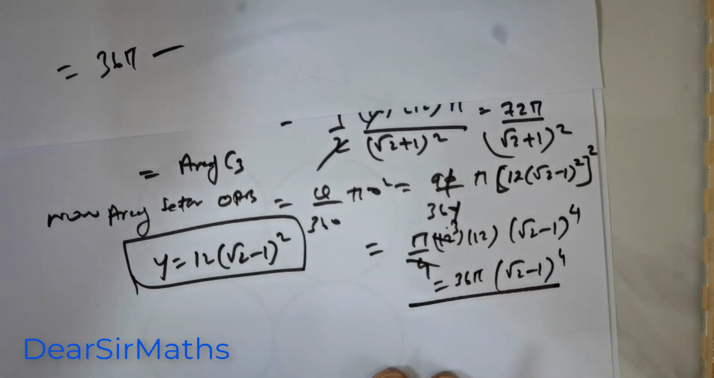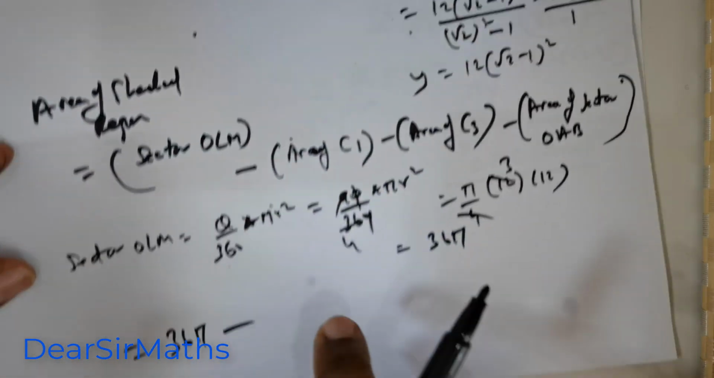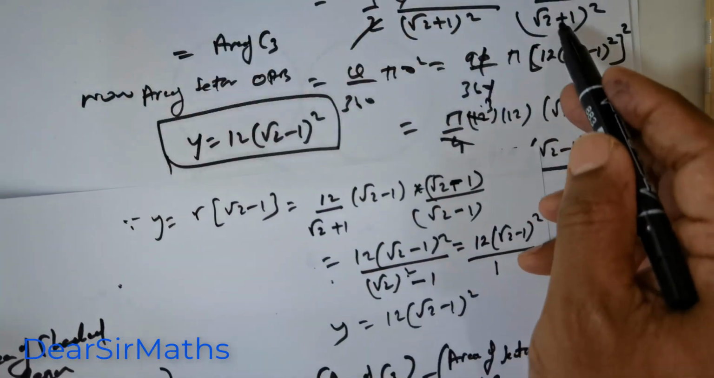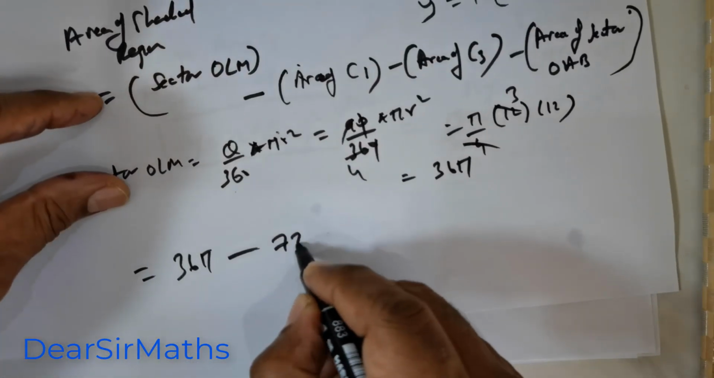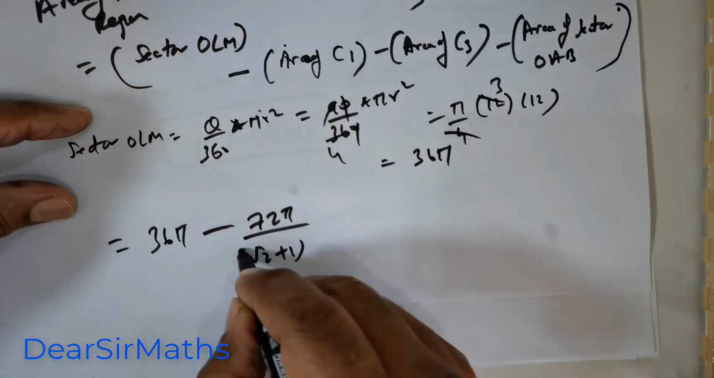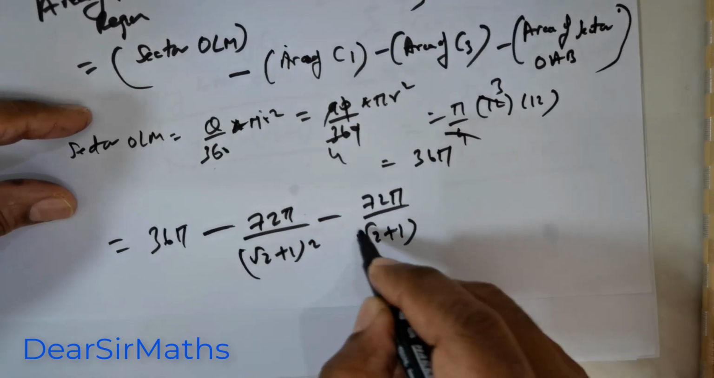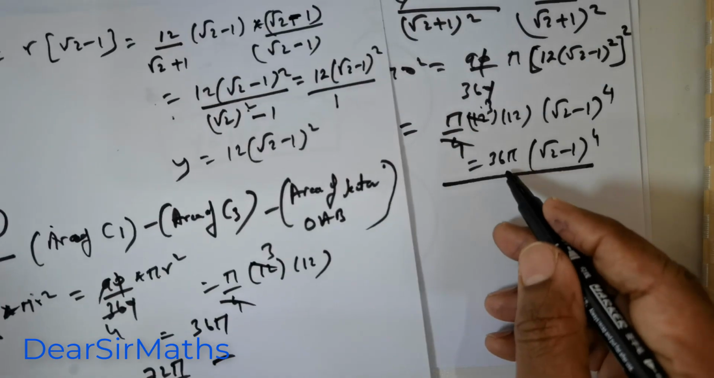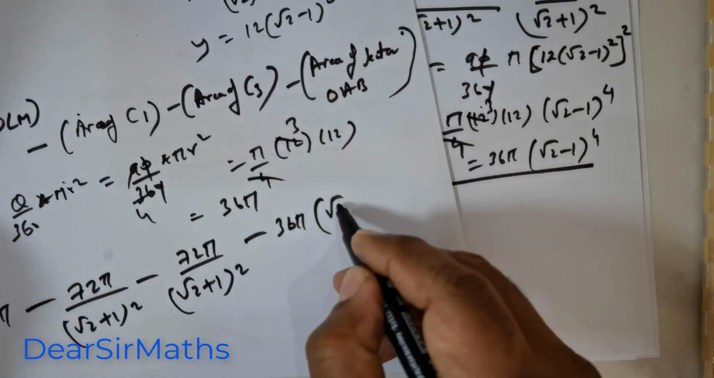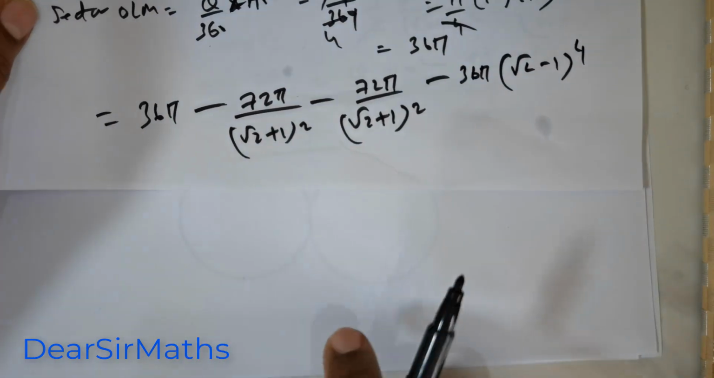So now go back to the formula. We need to subtract all of this. We need to put back and then simplify. So area of C1 is 72 pi divided by root of 2 plus 1 squared, again 72 pi root of 2 plus 1 squared, minus this is 36 pi times root of 2 negative 1 raised to the power of 4. So this is what we've got. We got to simplify this.